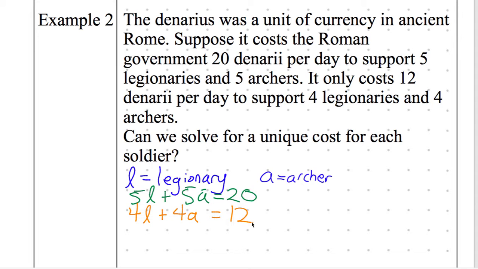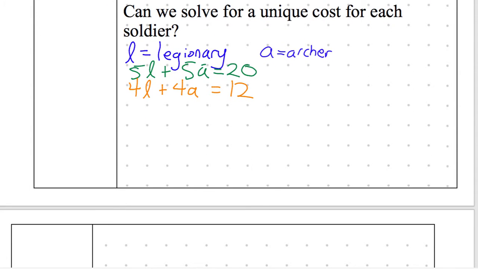Okay, let's solve for the A, the yellow A. When I solve for the yellow A, that means I'm going to get rid of the 4L. I'm going to subtract 4L from both sides. Right now I'm trying to transform this yellow equation where it's A equals something. So I'm going to subtract 4L, minus 4L, minus 4L. Those 4L's cancel off, and I'm left with, on the right-hand side, 12 minus 4L.